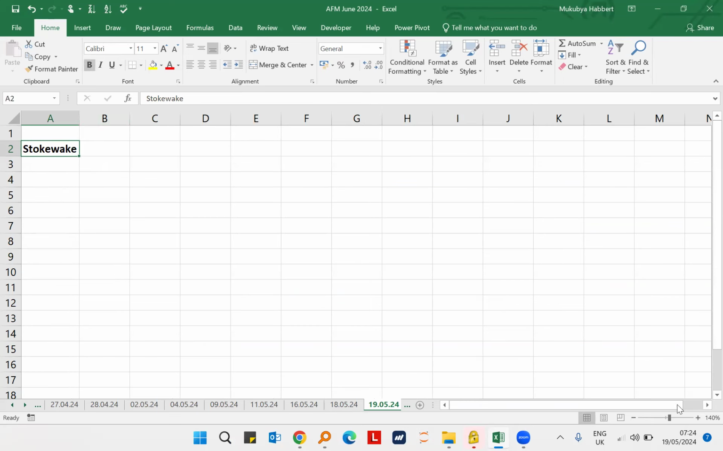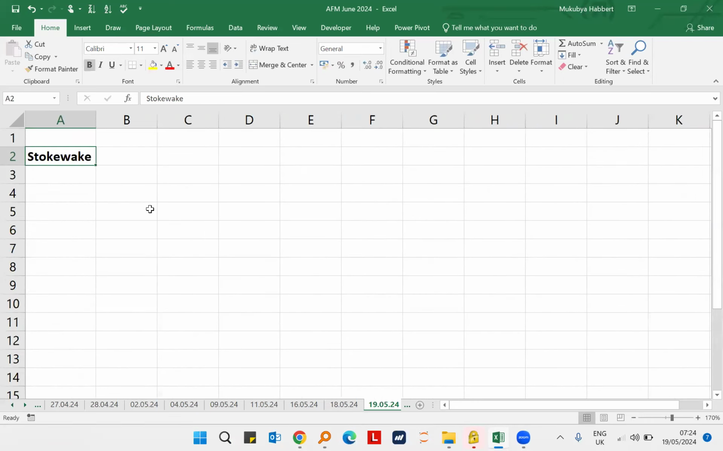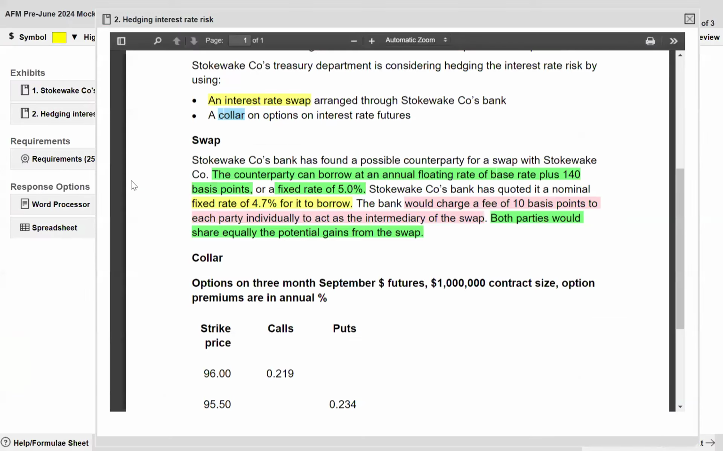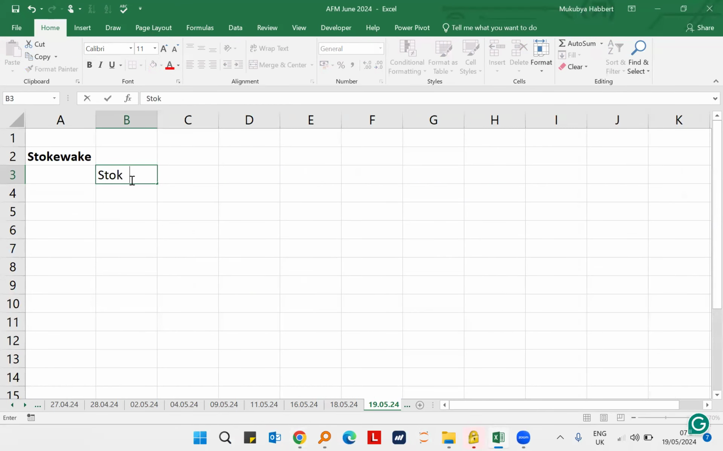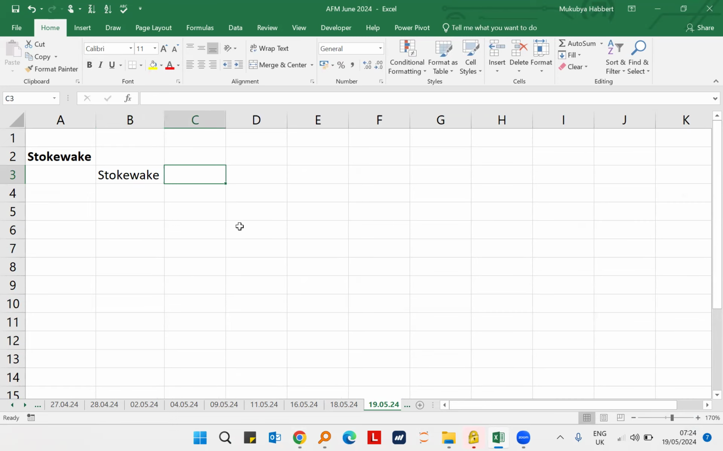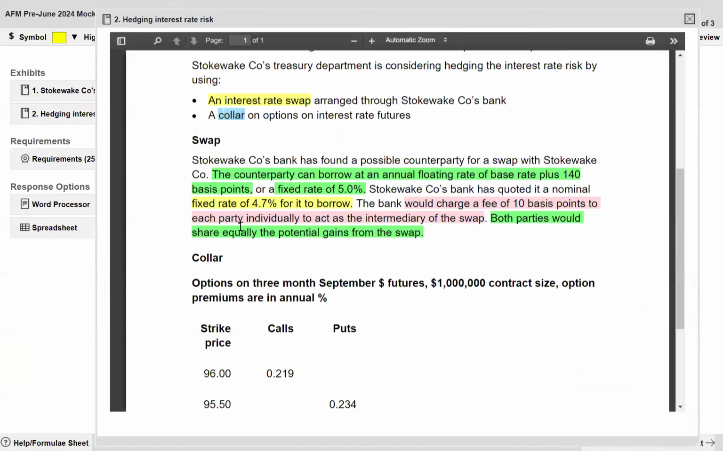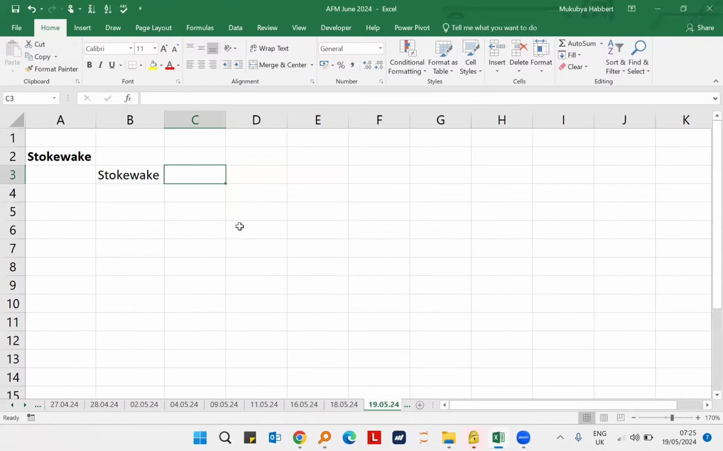So I had already given you some idea of how to do this. You can always first consider what each one wants and what each one can get. But there is a shorter formula that we also saw in the examiner's solution, whereby they just look at the differential rate that is paid for both of them, and then you see which one is beneficial. So we have Stockwake, and the counterparty has not been named, so we shall just call them counterparty.